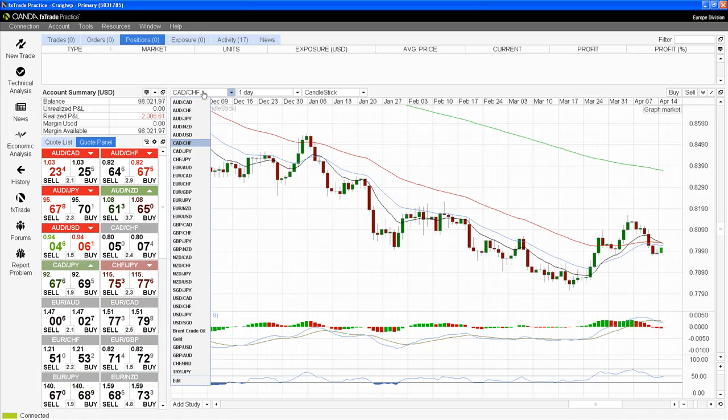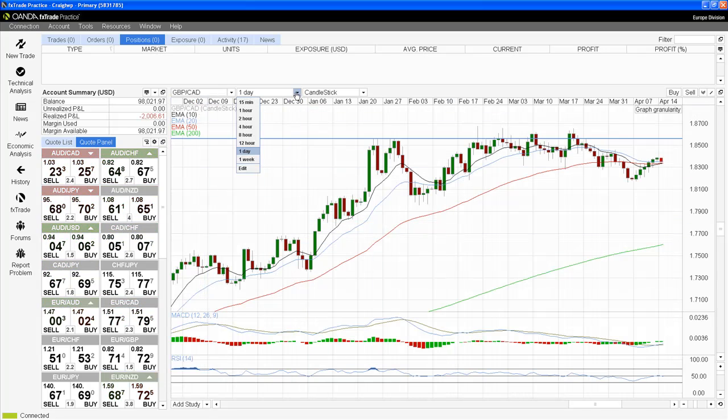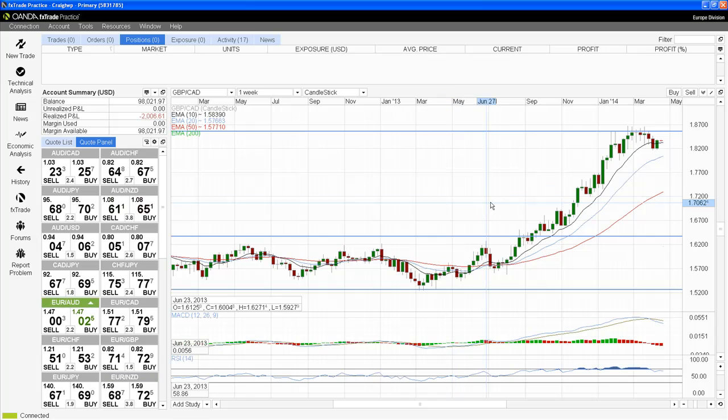Sterling CAD is the next one, and we'll look at the weekly once again. I'm sure you can guess what we're likely to see. Yes, we do. A pullback into this zone, a bullish candle, a very strong looking uptrend.